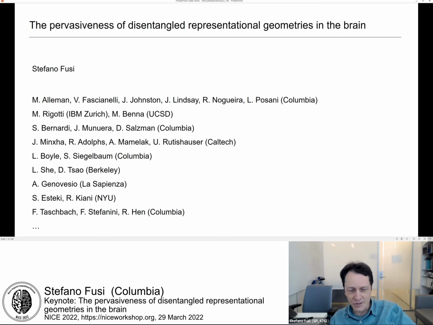The second reason is that we developed a certain number of analytical tools to try to study these disentangled representations and to identify them by looking at the representational geometries. So that's also something that could be useful if you want to know whether your system is actually generating this kind of representations or not.